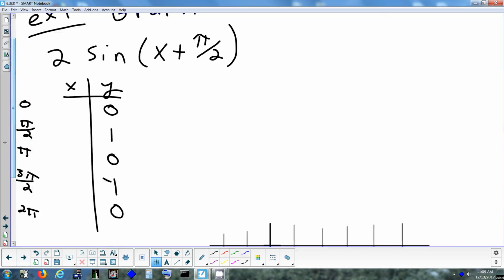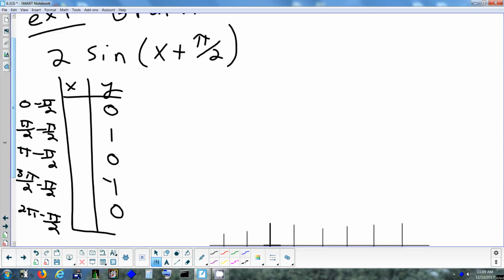Exactly. You have to do the opposite. Some people forget about that. Subtract pi over 2. As far as doing the work off to the side, I'm not really looking at the work. I'm looking at what you get for the final answer. Okay. What's 0 minus pi over 2? Negative pi over 2. Pi over 2 minus pi over 2? 0.